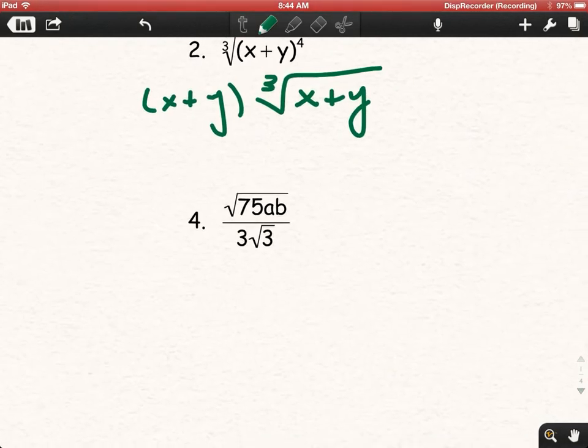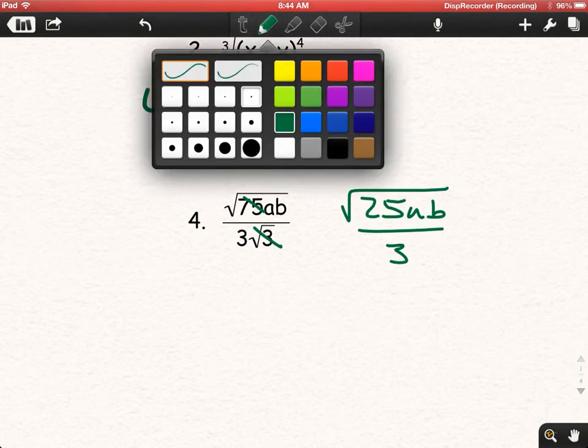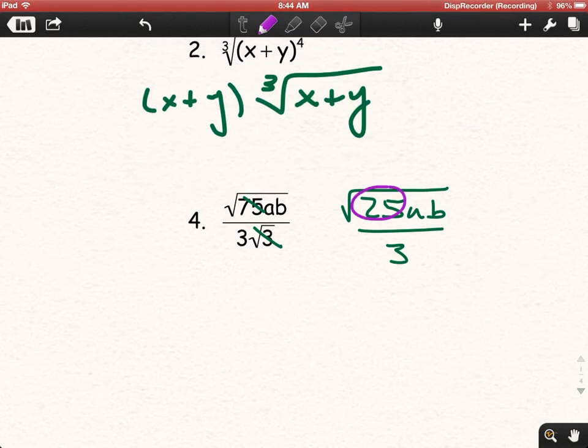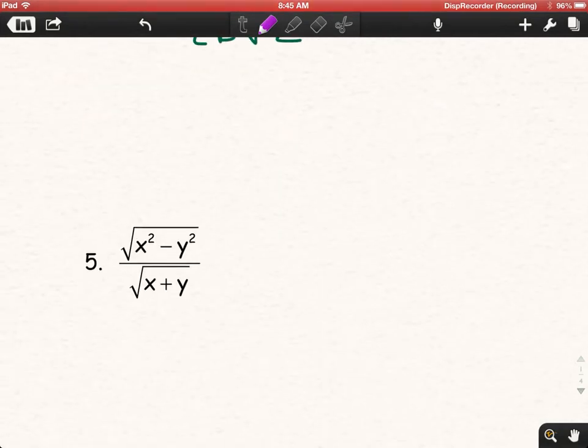Number 4, similar concept. There was some canceling here. And so this was the square root of 25ab all over 3. A lot of you went and rationalized that. Well, it's not really a rationalizing problem. It didn't have to be. You can do it through rationalization, but it certainly didn't have to be. And so the square root of 25, that's 5, square root of ab all over 3. See how fast that is when you cancel and you don't have to rationalize.